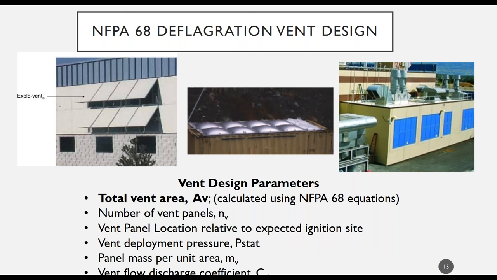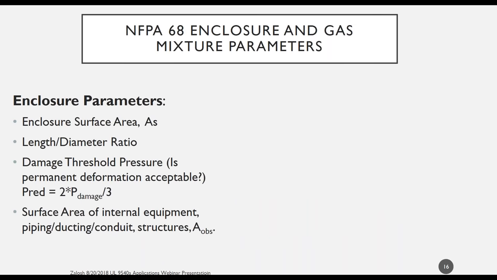Here are some actual vent panel installations, three different installations. You can see hinge vent panels, frangible vent panels that are scored to tear open, and some that are designed to fly off intact in different types of enclosures. The basic vent design in NFPA 68 is to determine what the required total vent area, A sub V, is, but other vent design parameters are the number of vent panels, the vent panel location relative to the ignition site, the vent deployment pressure, the mass per unit area, because that determines how long it takes for the vent panel to get out of the way, and the flow discharge coefficient. Next, please.